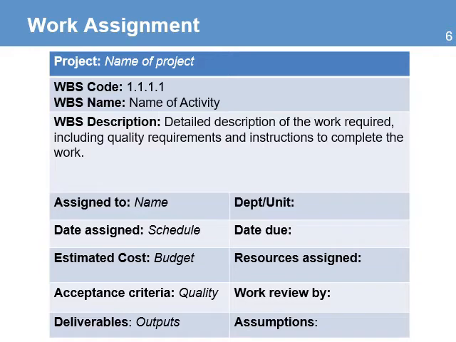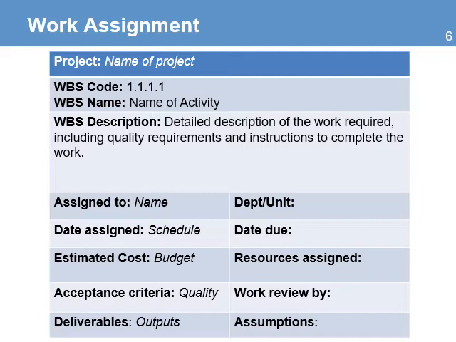The next tool is the work assignment sheet. This is a simple document that describes in more detail the work that you have assigned to a team member. This example includes information on the project name, the activity, the WS code, and the name of the activity. Then there is a detailed description of the activity. This information comes from the WS dictionary.